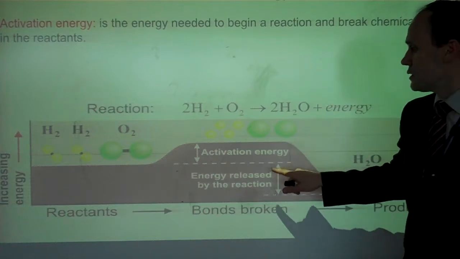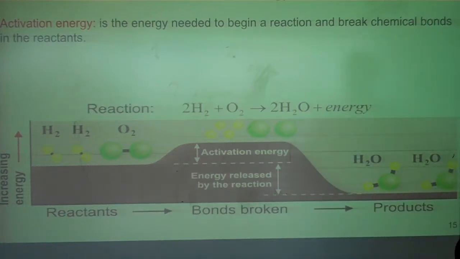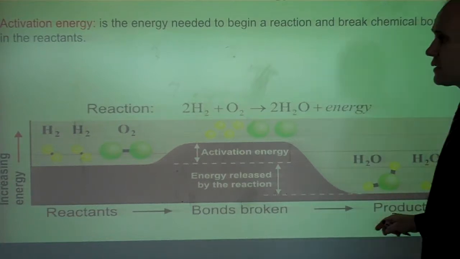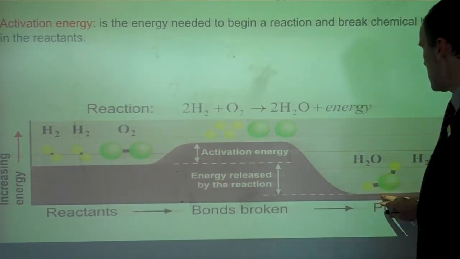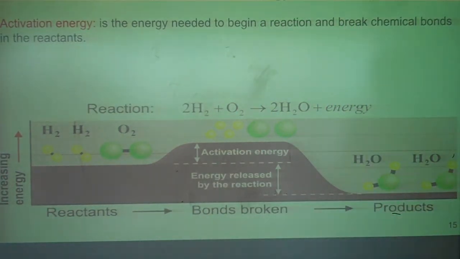Now, is that an exothermic reaction or an endothermic reaction based upon that diagram? Just look at the energy levels. Yeah, exothermic, and why is that? Lower energy for the product. Yeah, the products are low energy products. So you have higher energy reactants, lower energy products. That is an exothermic reaction.